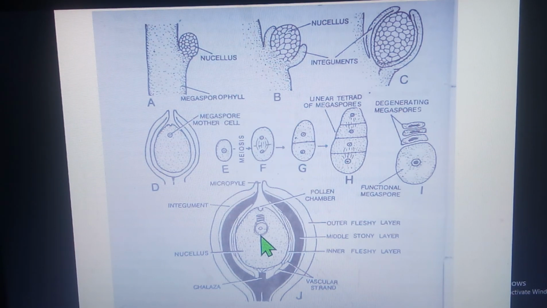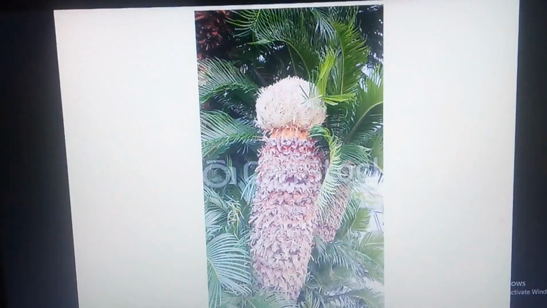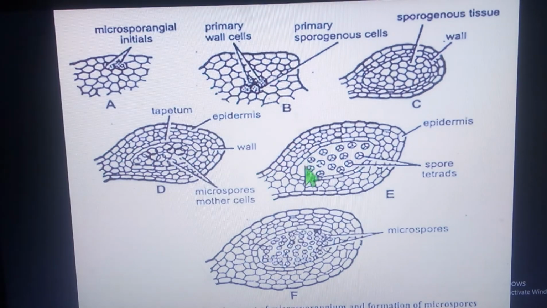Now, in my next video, I am going to explain the development of the female gametophyte, as well as the microspores. Let me just show you. We see there are so many microspores formed inside the microsporangia. So we will study the development of these microspores, or the male gametophyte, and the megaspores, that is the female gametophyte, in my next video.